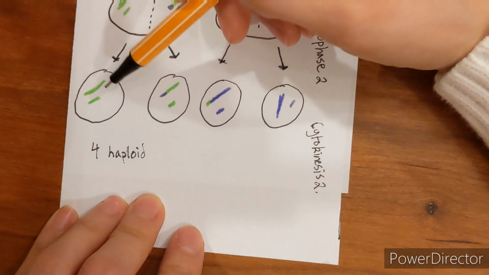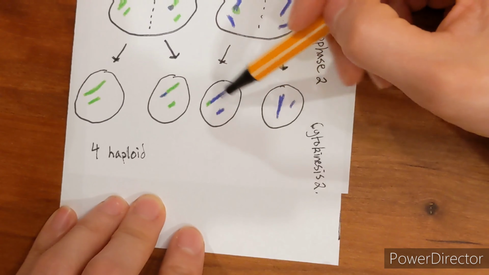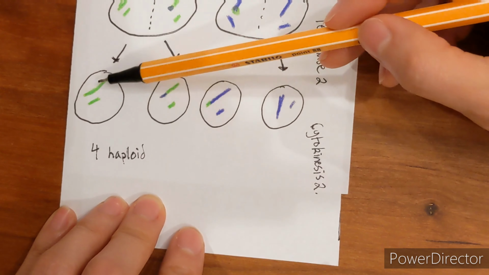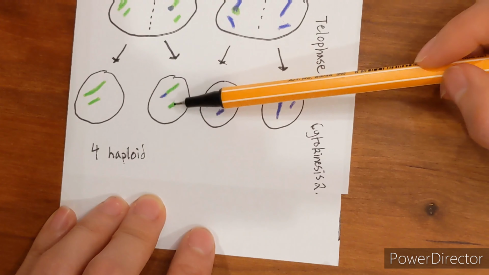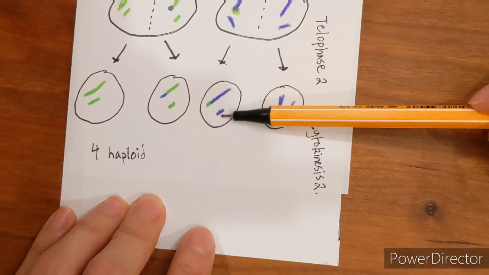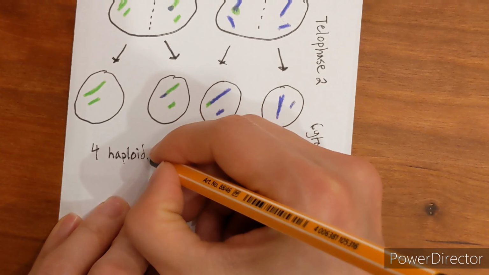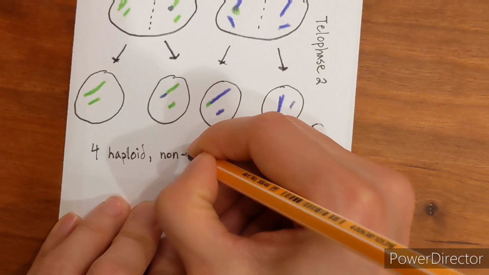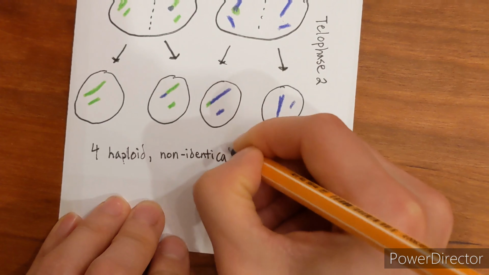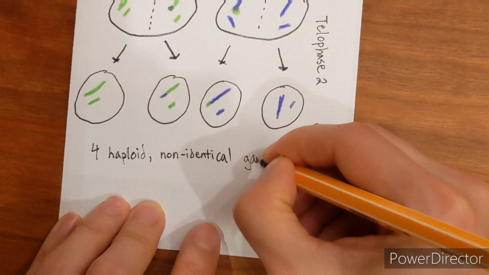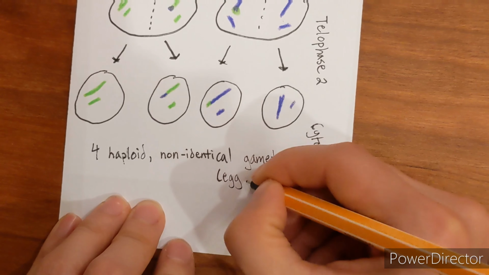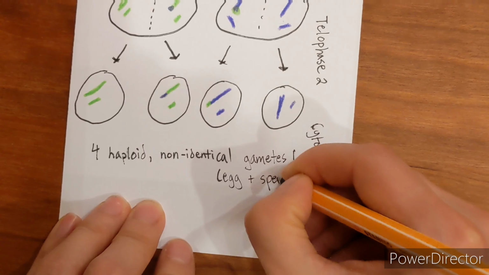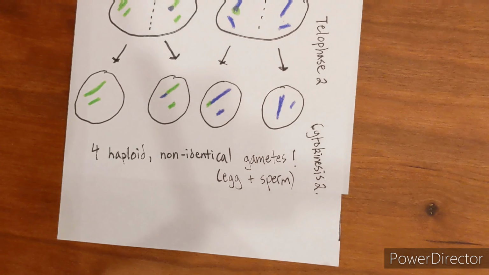So 4 haploid. Now, if I look at each of these cells, I'll notice that they have different DNA. This has one homologous chromosome set, another homologous chromosome set. This one has recombinant plus moms, let's say, and then a recombinant plus dads. They're not the same, so we have 4 haploid non-identical gametes. What were gametes again? Eggs and sperm. Remember, this process only happens for making egg and sperm cells. It only happens when you are trying to reproduce.